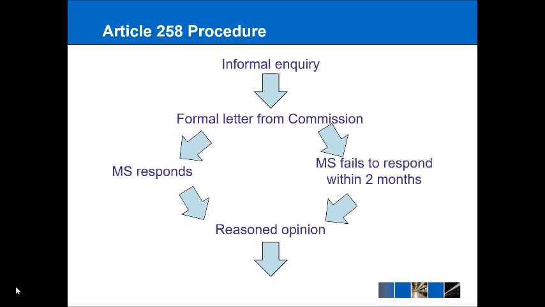And I've drawn a little diagram here to try and show you how it works. So we start at the top with an informal inquiry. This is basically where the Commission goes to the member state and says, look, we think that you've breached EU law. Before we take this any further, can we sort this out and reach an amicable conclusion rather than having to go to court over this issue?